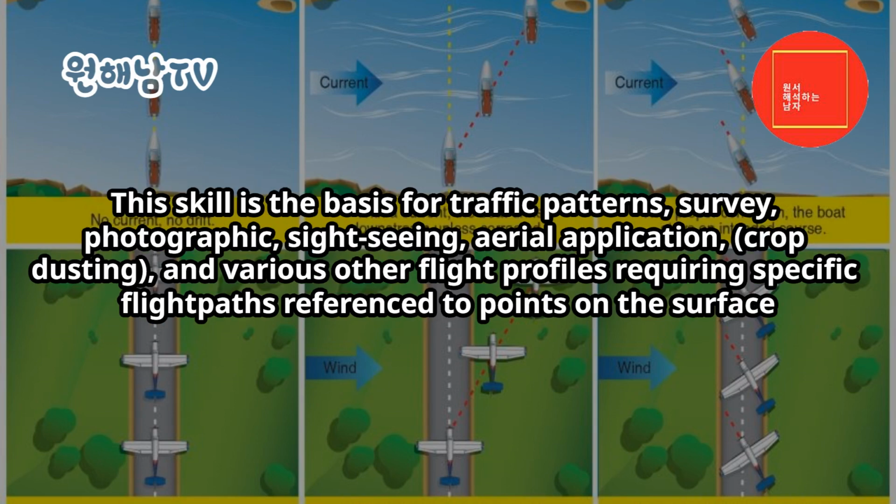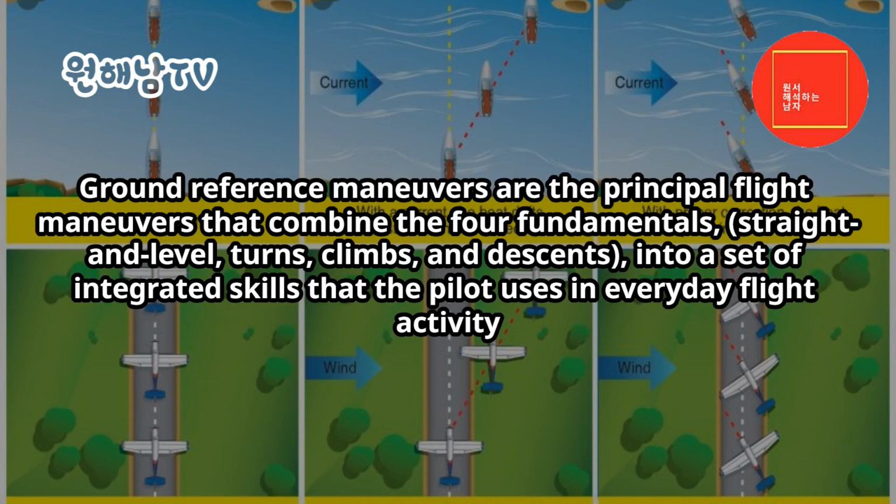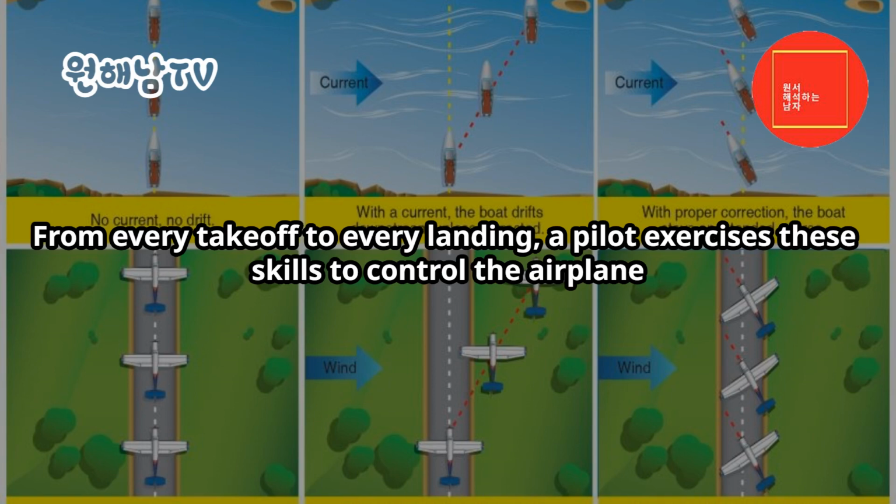This skill is the basis for traffic patterns, survey, photographic, sightseeing, aerial application, crop dusting, and various other flight profiles requiring specific flight paths referenced to points on the surface. Ground reference maneuvers are the principal flight maneuvers that combine the four fundamentals, straight and level, turns, climbs, and descents, into a set of integrated skills that the pilot uses in everyday flight activity. From every takeoff to every landing, a pilot exercises these skills to control the airplane.